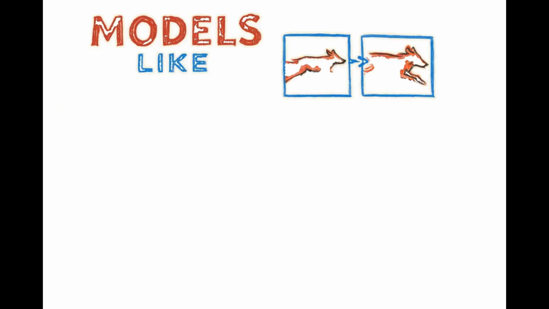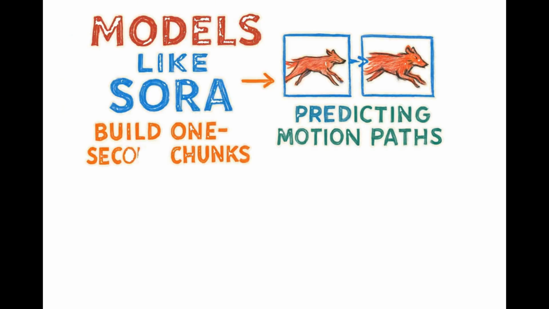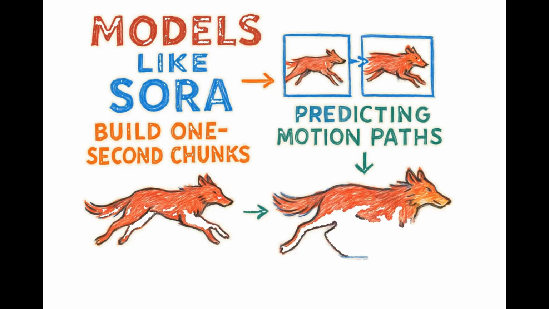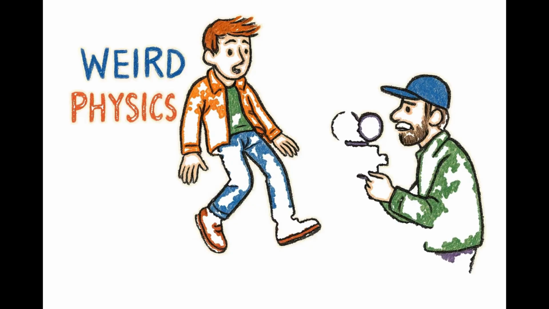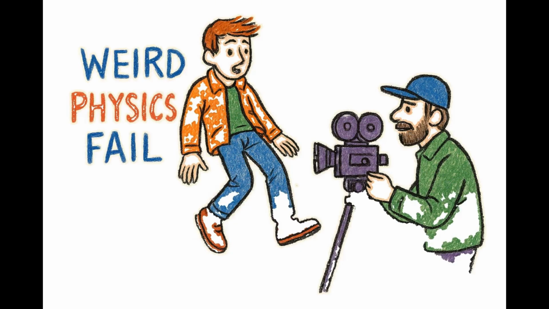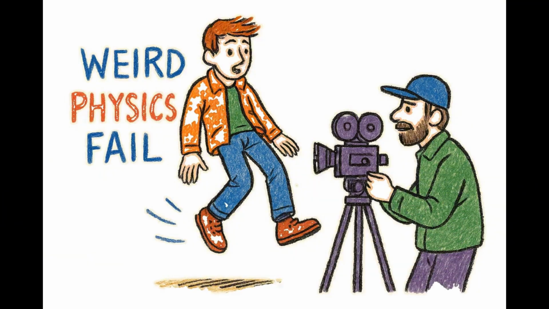Models like Sora build these scenes in 1 second chunks, predicting motion paths, stitching them together, and then upscaling the result. The system isn't perfect. You still see weird physics fails, like a character floating instead of walking, but these kinks are being solved fast.